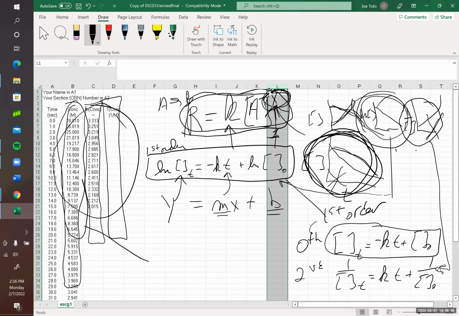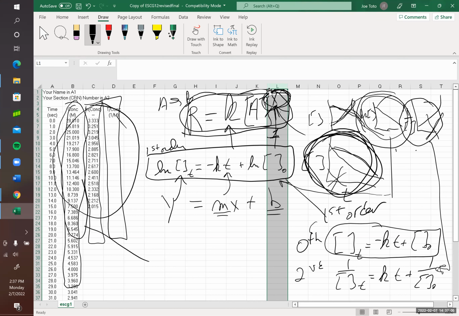And so that's the answer to B. Any questions on that? Yeah, I have a question. So, when we graphed the ln concentration versus time last time, I have an R squared here. Can you remind me where that comes from?